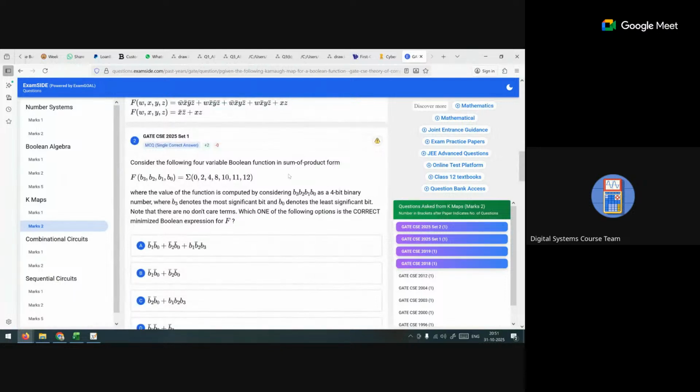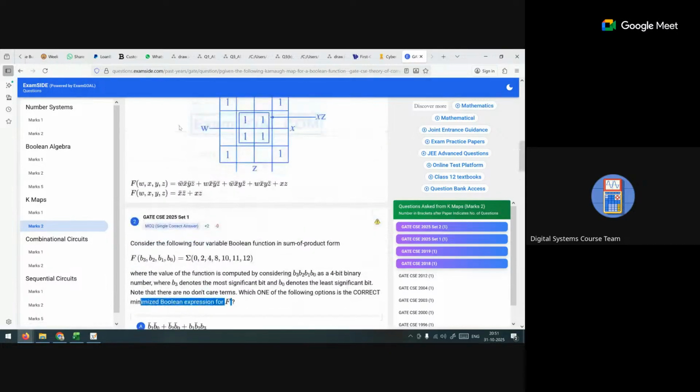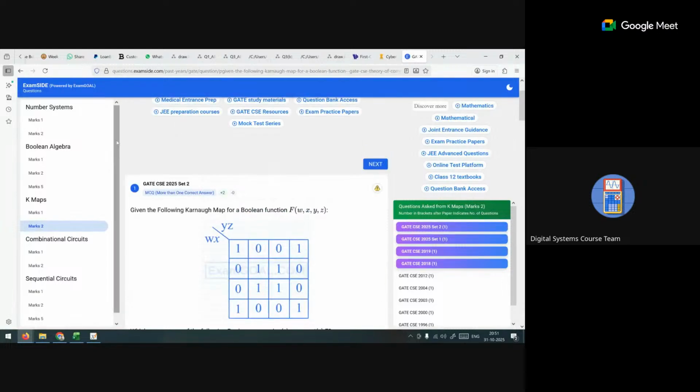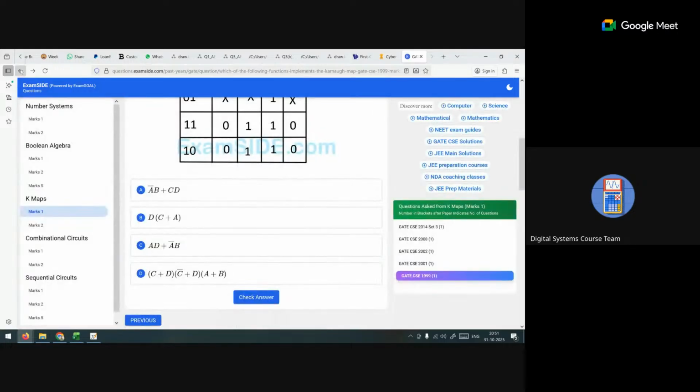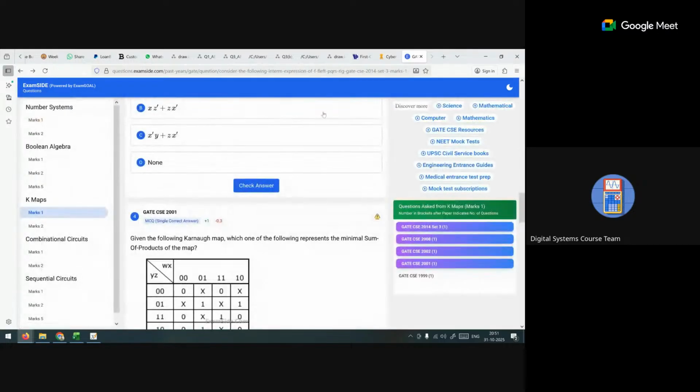Consider the following four variable Boolean expression in sum of product form, SOP form, where the variables are the 4-bit binary number. There are no don't care conditions. Which one of the following options is correct to minimize the Boolean expression? Okay, so you can simplify that one. That is a simple question. So these are the related questions of KMAP asked in the CSE GATE computer science examination, because this digital electronics subject is common for CS, for electrical, and for EC.